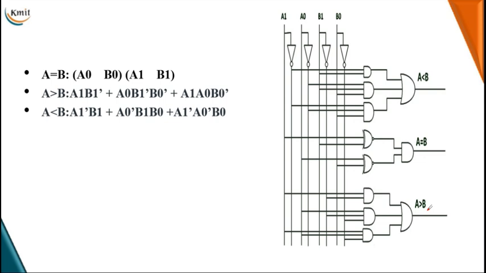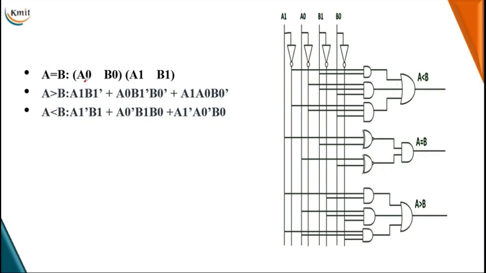In the same manner, A greater than B is obtained with the use of 3 product terms. Hence we use 3 AND gates here, and to add all the 3 AND terms we use the OR gate. That OR gate output generates A greater than B. The first AND gate inputs are A1, B1 bar. The second AND gate inputs are A0, B0 bar as well as B1 bar. The third product term is A1, A0 and B0 bar. These product terms are ORed using the OR gate to generate A greater than B.